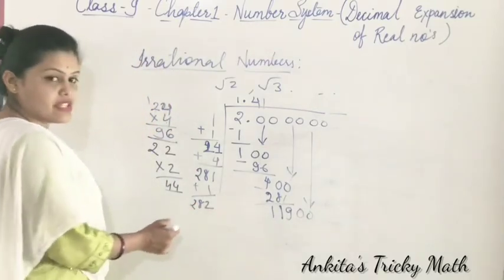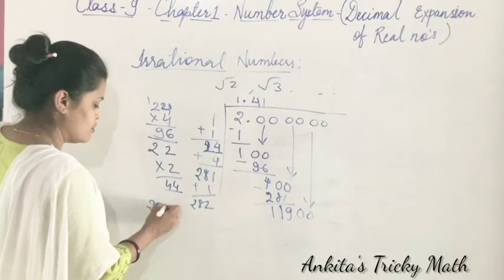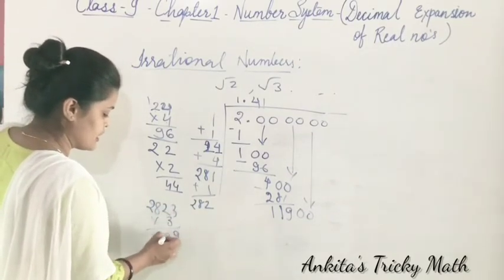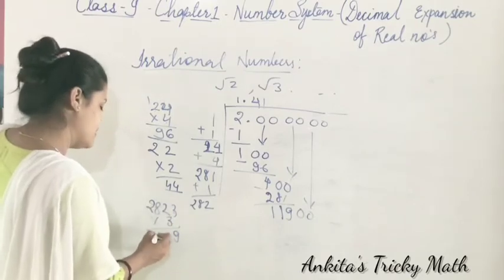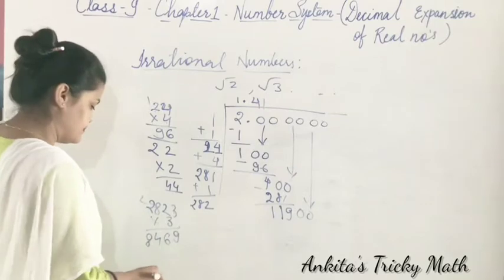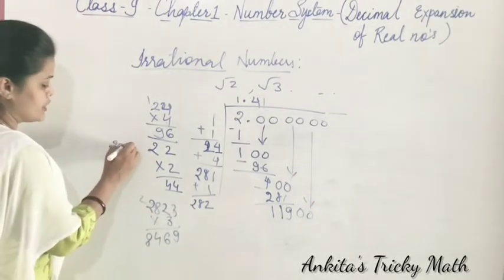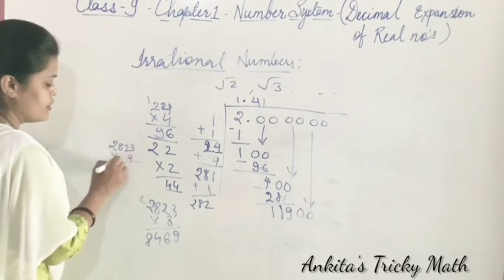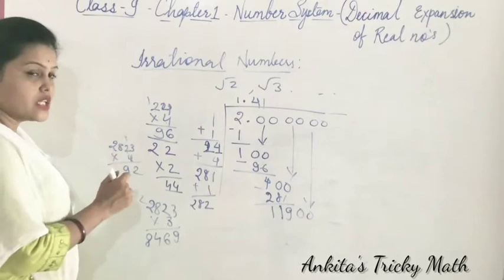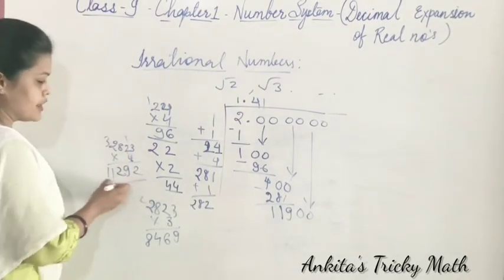Now here we have to bring one digit. So it can come 2823 into 3. 3 3s are 9, 3 2s are 6, 8 3s are 24, 3 2s are 6, 7 8. We can do by 4 also. 2823 into 4. 4 3s are 12, 4 2s are 8 and 1 9, 8 4s are 32, 4 2s are 8, 9, 10, 11, 1 1 2 9 2.